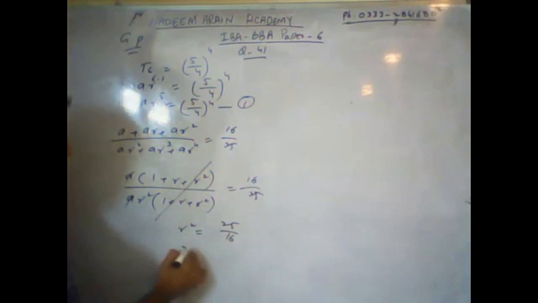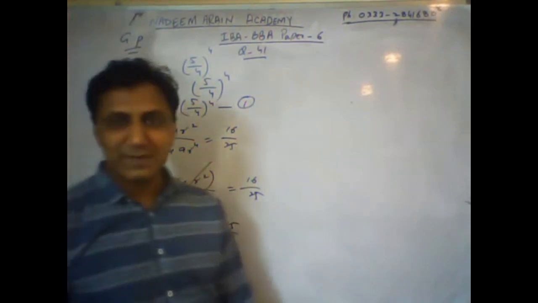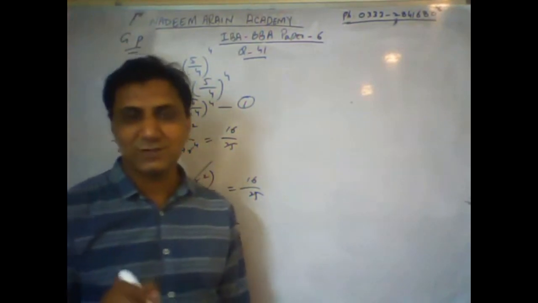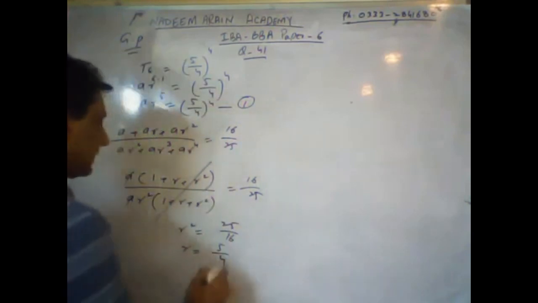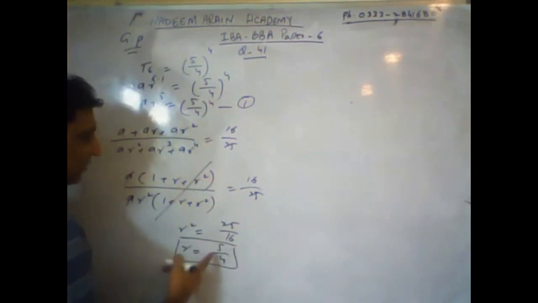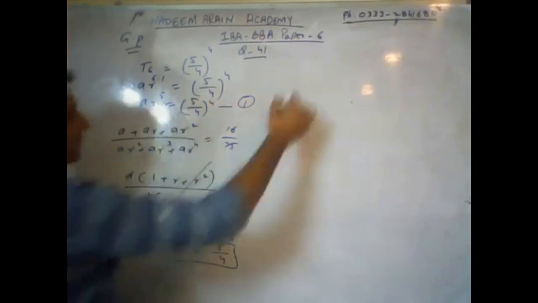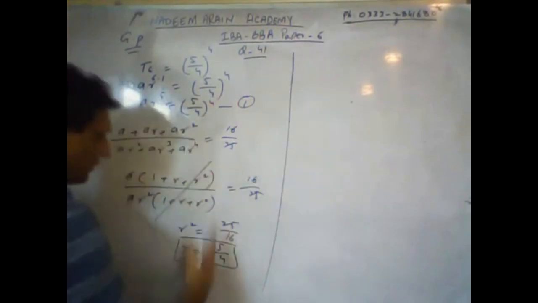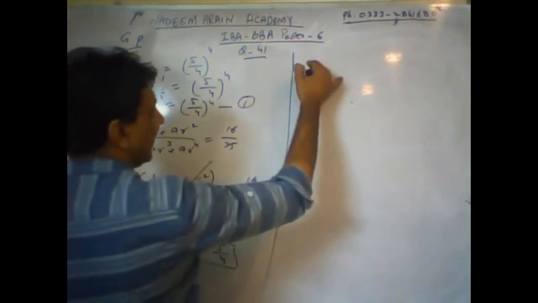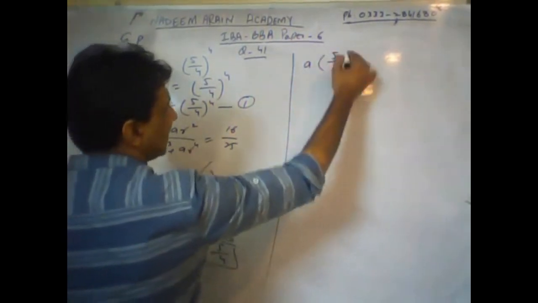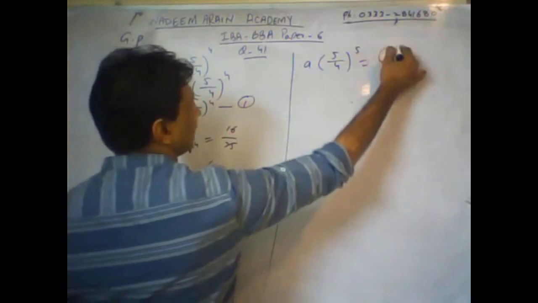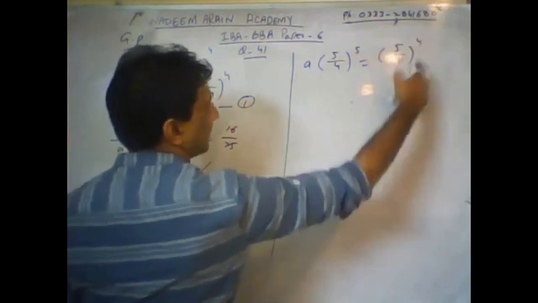So taking the square root on both sides, we'll have 5 over 4. I will not take plus minus 5 over 4 because the question says the ratio is positive. So we'll take just r is equal to 5 over 4. We put it back in the first equation for finding a. So a r to the power 5, r is 5 over 4, a times r to the power 5 is equal to 5 over 4 to the power 4.